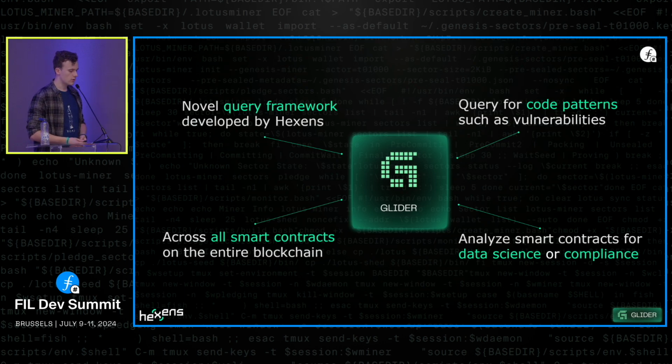It is currently connected to Ethereum mainnet, and we can write a query, run it against mainnet, and then basically give us any kind of results that we want. As a security researcher, I'm standing here just to give you my experience of Glider as an independent researcher. But you can also use Glider to analyze smart contracts on your chain for data science or compliance purposes.